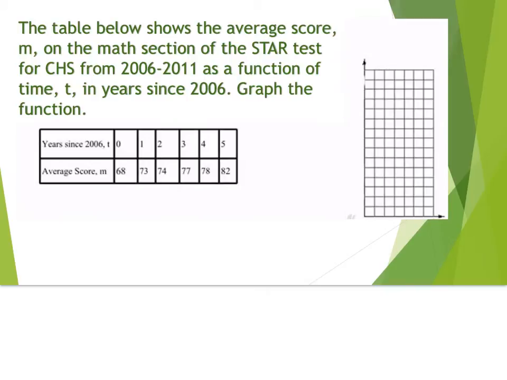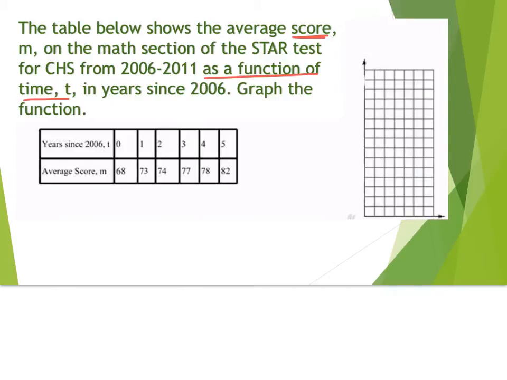So what I want you to do is, given this table, graph the function. Last example, I gave you a function rule. This one's a little easier because I give you the table. So it tells you, and here's the key thing, that it is the average score as a function of time. Now that's something you have to pay attention to and read carefully.